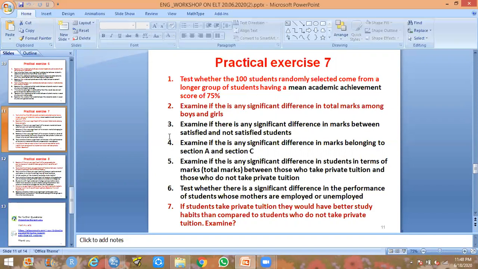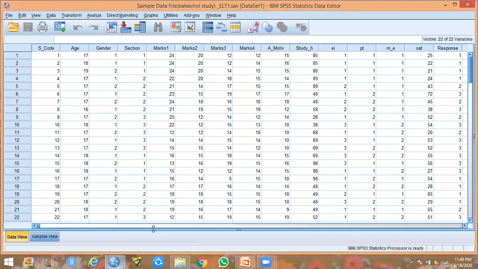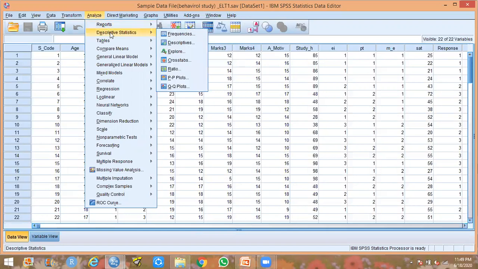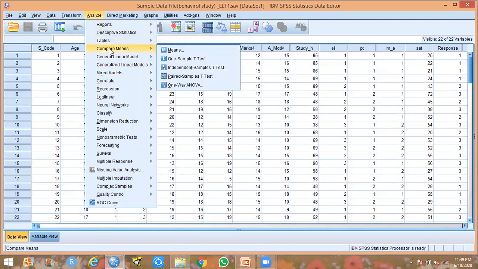Now you go back to your SPSS data editor. Go to your data view, then go to the top menu and click on Analyze. Your interest is to test whether the mean percentage of marks is 75%. This is concerned with the mean. So you go to Descriptive Statistics, then Tables, then Compare Means.